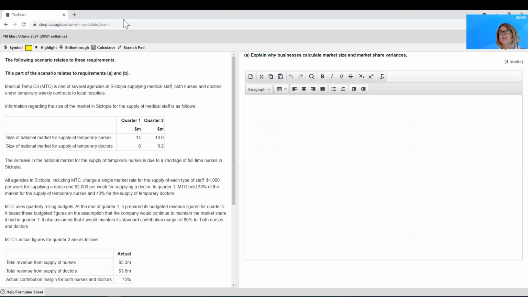The first question on this was to explain why businesses calculate market size and market share variances. Hopefully, I've clarified that for you. You calculate market size and market share variances because you want to know what is internal to the business and what is external to the business. And therefore, the market size changing, you cannot control as a sales manager or sales director, but you can control your market share of that market size. So it's important to split the two to understand what is controllable and what is not, and therefore you can fairly assess your sales team. So that's what she wanted from that.